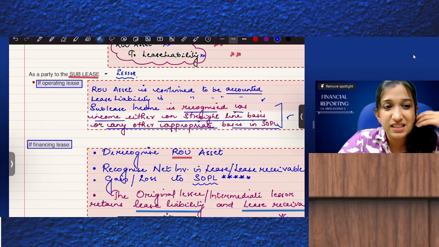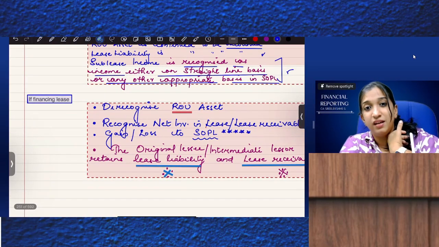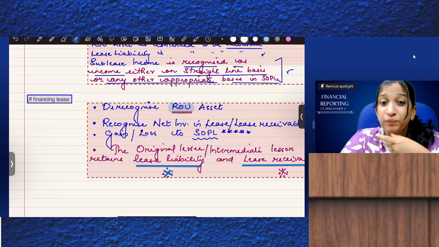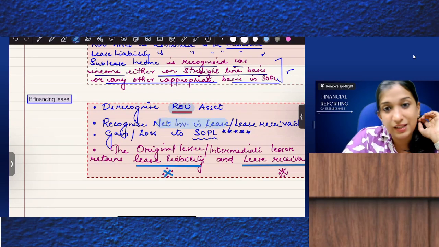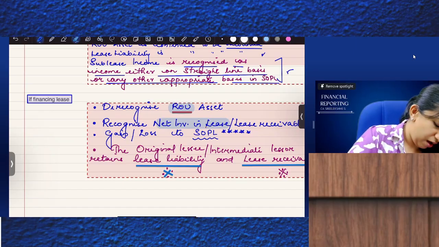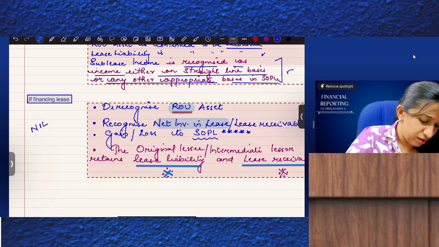If it is finance lease, control is with the sublessee, then de-recognize ROU asset. Recognize net investment in lease receivable. So, net investment in lease debit to ROU asset.